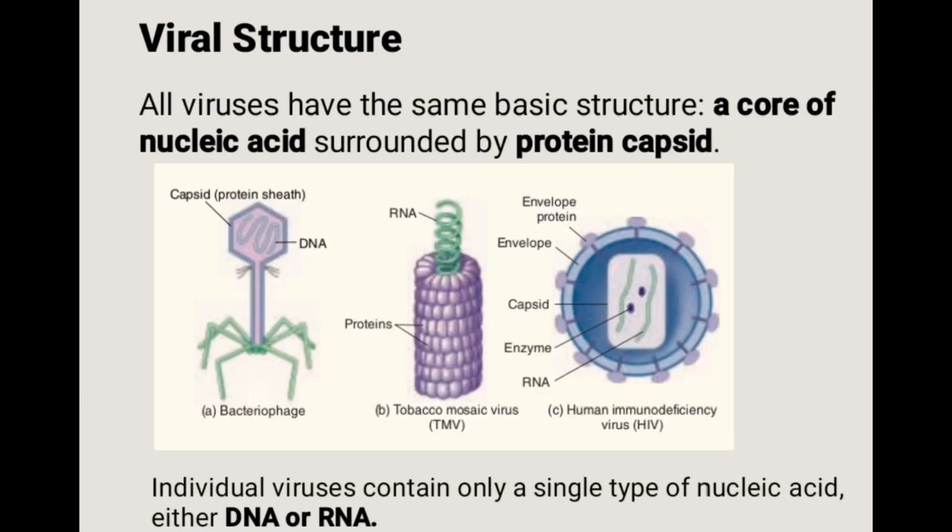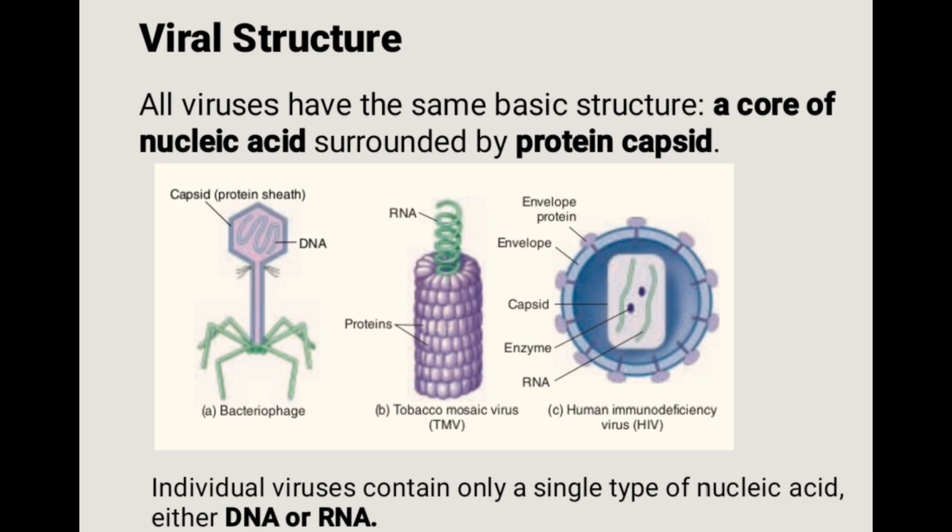All viruses actually have the same basic structure, and it can either be a core nucleic acid, which can be a DNA or an RNA, which is enclosed or protected by a protein sheath called a capsid. So here we have different viruses and the kind of nucleic acid that they possess.